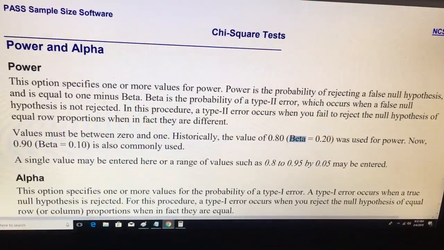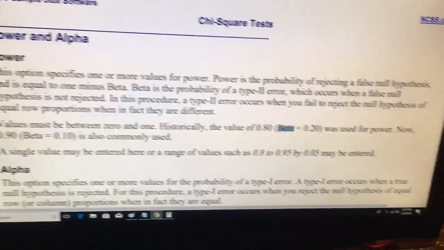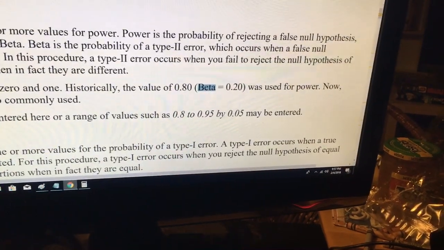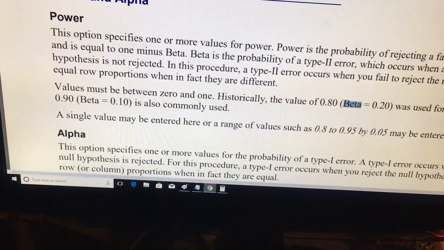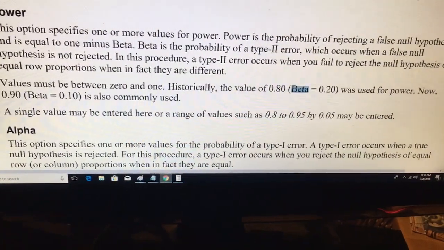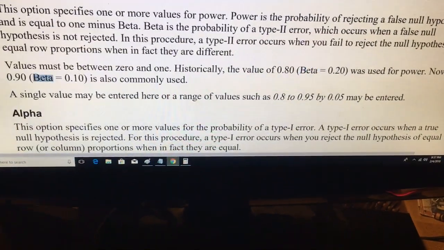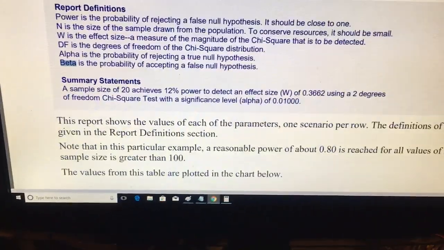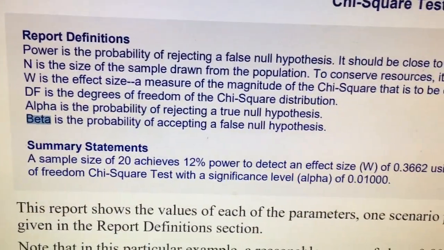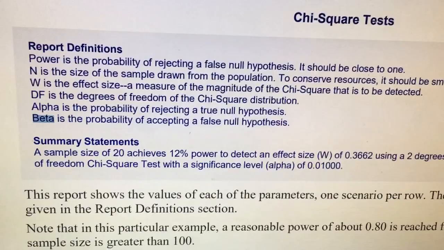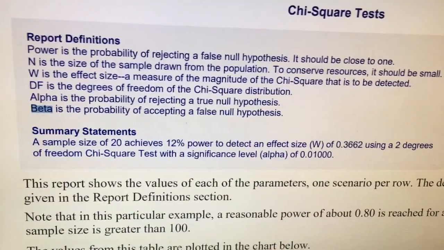Historically, the value of 0.80, where beta is equal to 0.20, interesting balance, was used for power. Now, 0.9, where beta is 0.10, is also commonly used. A single value may be entered here or a range of values such as... interesting. Alpha is the probability of rejecting a true null hypothesis. Beta is the probability of accepting a false null hypothesis. Wow.